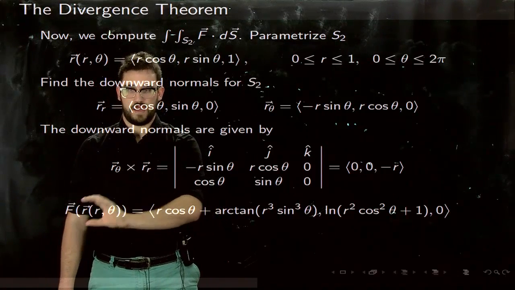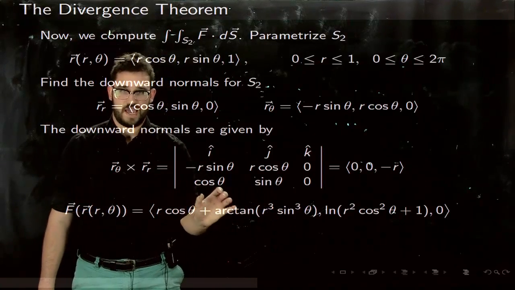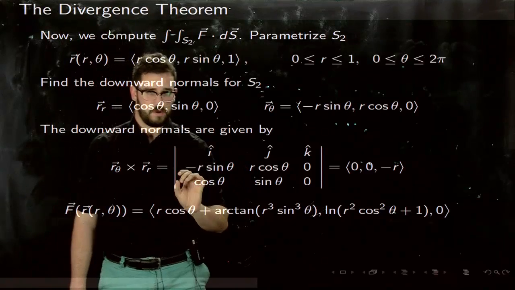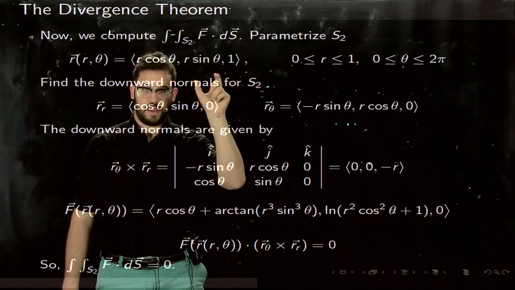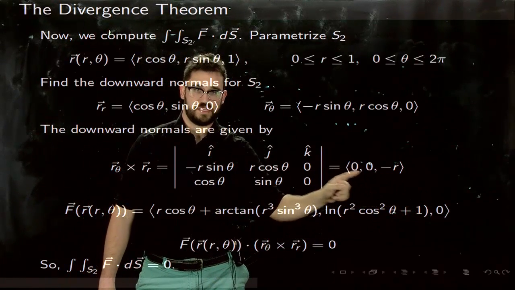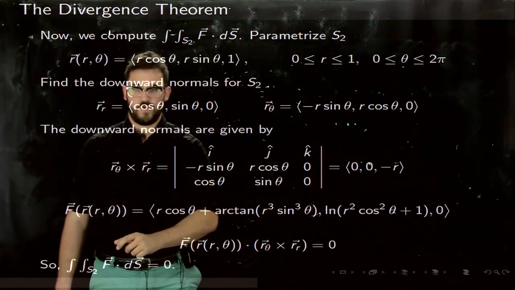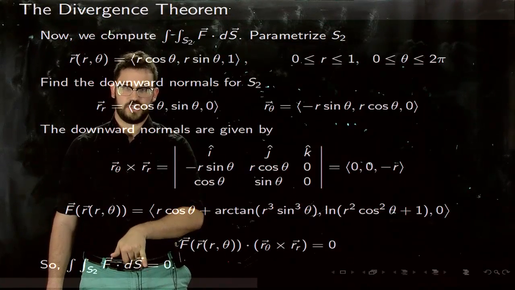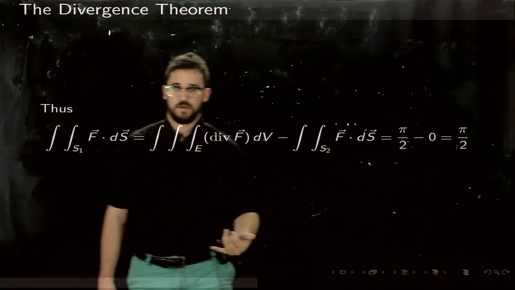But we plug our parameterization into f. We get this funky thing. But the more important part is that when we do our dot product, because we parameterized it, there's a 0 here, and zeros in these two components, so the dot product is equal to 0. Therefore, our double integral is over the function 0, so it should just be 0.